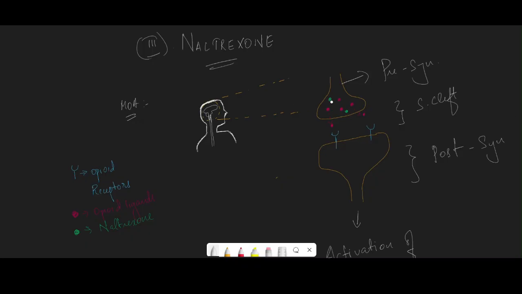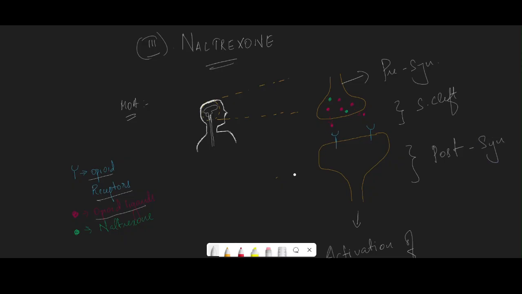Now I've marked some dots with pink color. So what is pink color? It is opioid ligands, and the blue receptor is the opioid receptors. So you can understand that the cells in our brain have opioid receptors, right? So opioid receptors need the opioid ligands. So how does naltrexone actually work?